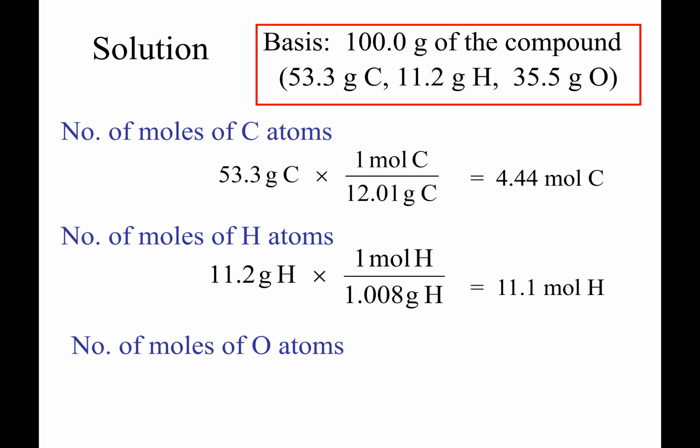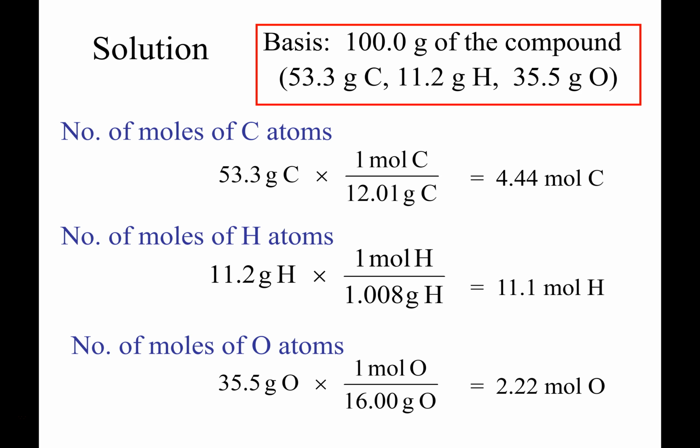Oxygen, we take the 35.5 grams of oxygen, it's our first term. Use the molar mass of oxygen, which is 16.00 grams per mole. We use the flipped version of molar masses. Grams cancel, we're left with moles of oxygen, round to 3 sig figs. I got 2.22 moles.